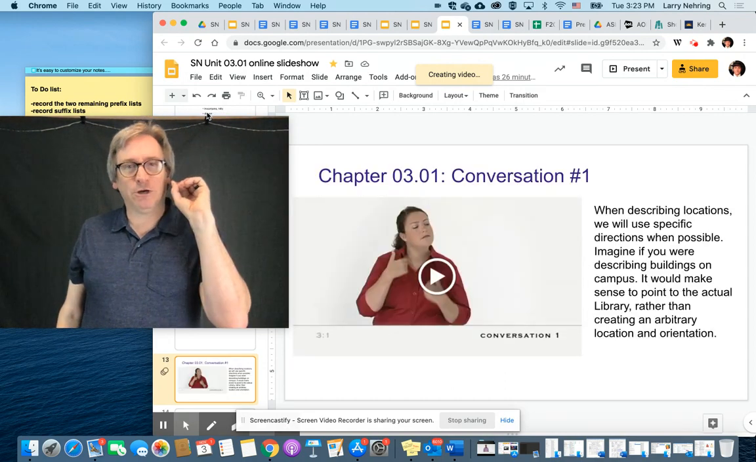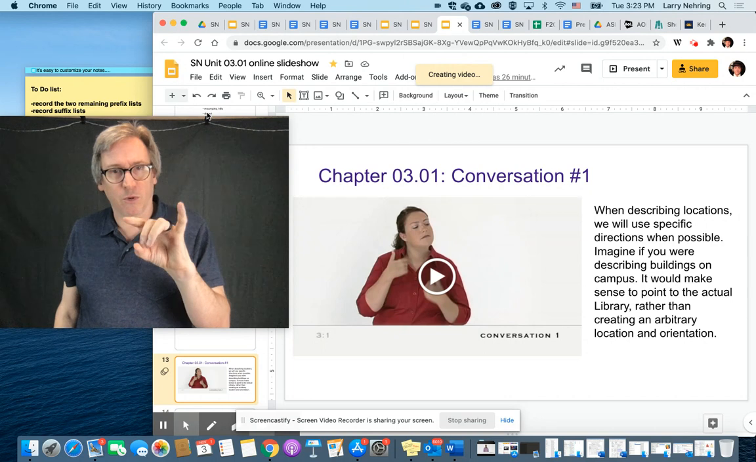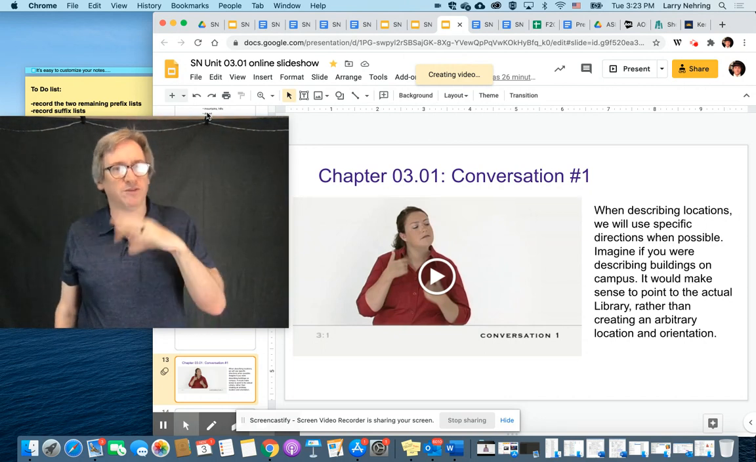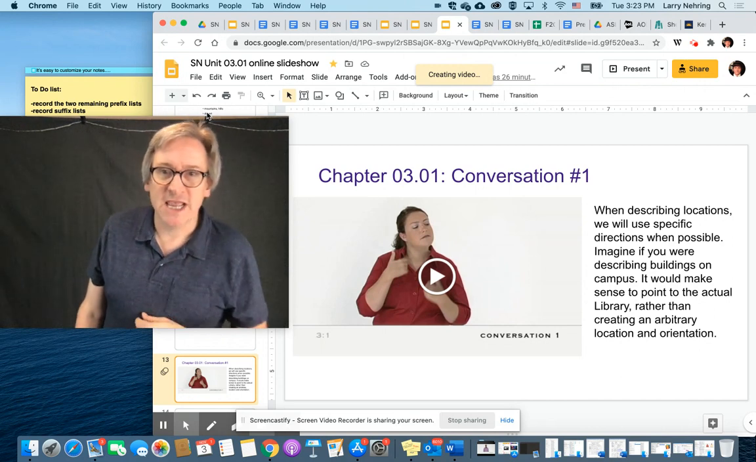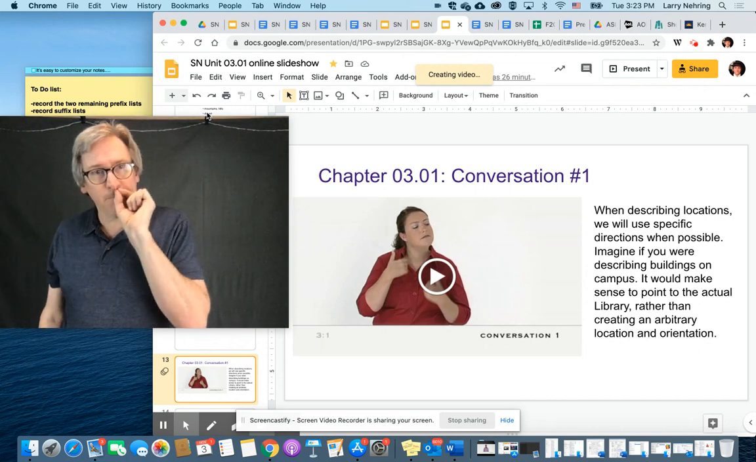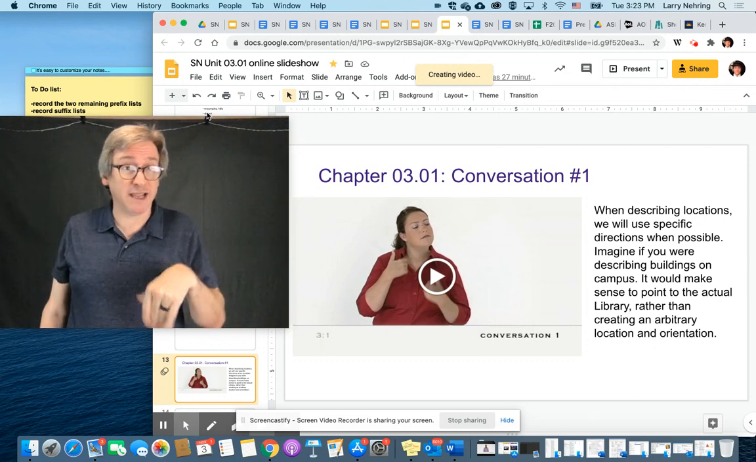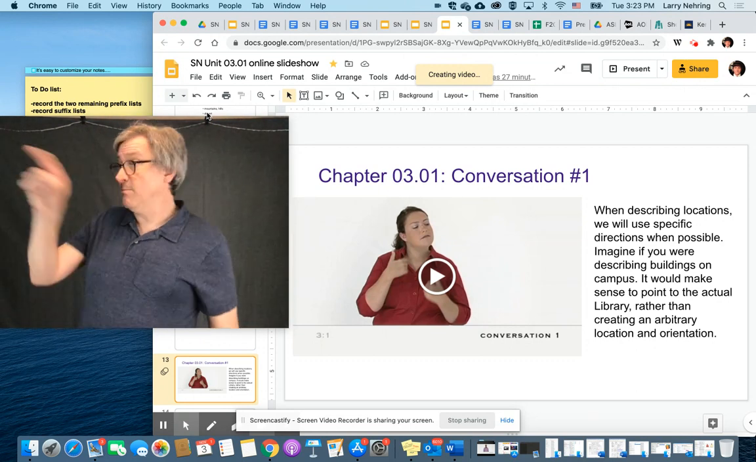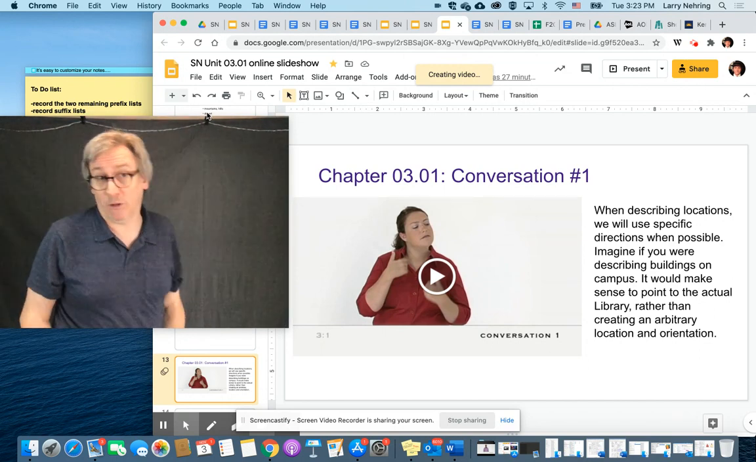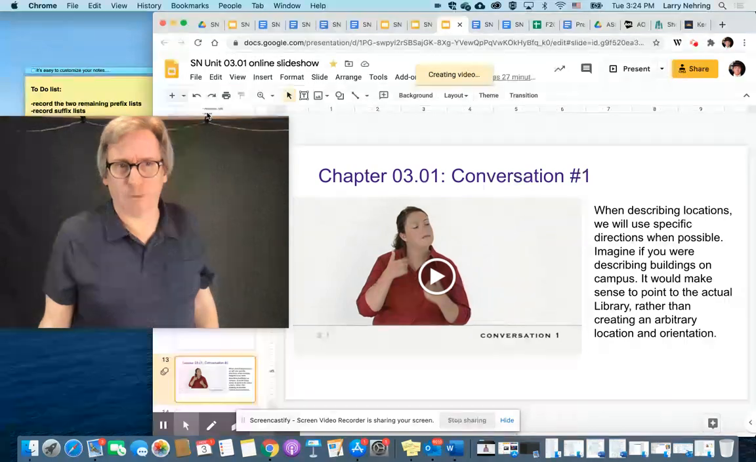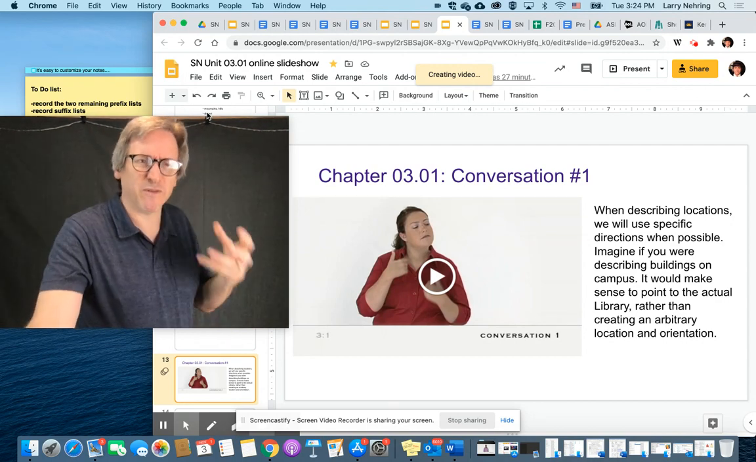So here is the first conversation where the two of them are going to talk about the places where they live and describing things. And again, I put in the paragraph, the more information that you can be specific about, the better. We're on campus talking about buildings on campus. Pointing in that direction really helps if you know where it is. If you don't know where it is, you can be arbitrary. But it helps sort of place us.